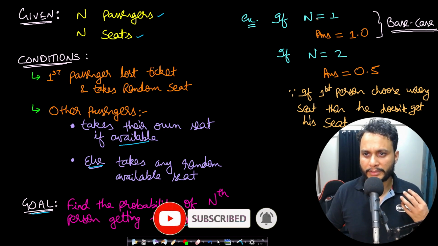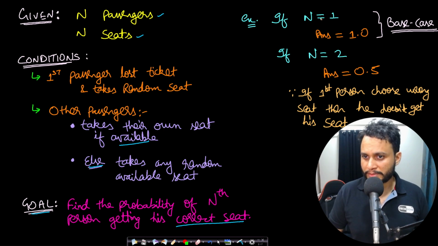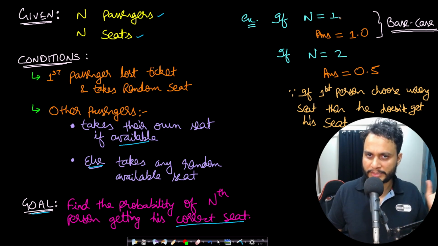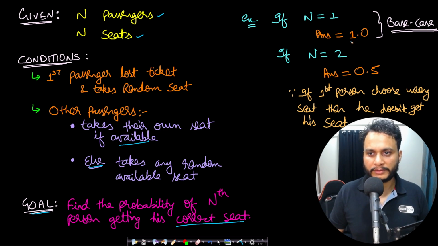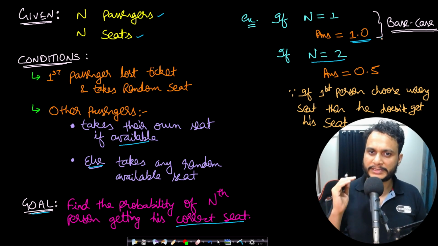Now if let's say you have just one person and one seat, then even though he loses the ticket, he will always get his correct seat because there is nobody else present, right? So the probability of getting the correct seat will always be 1. That means 100% chance.